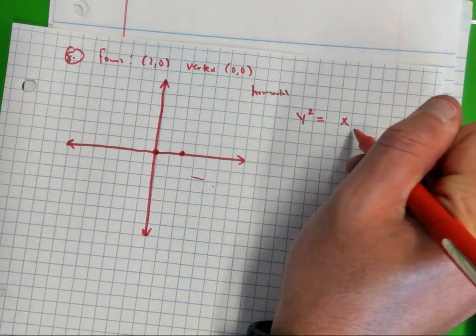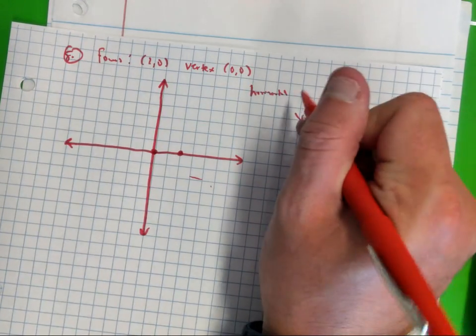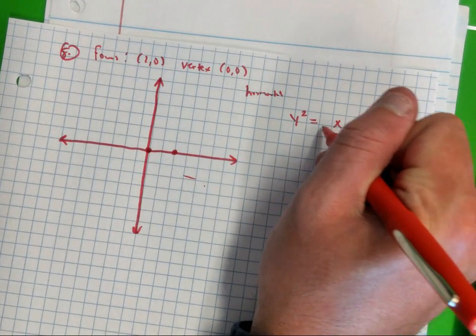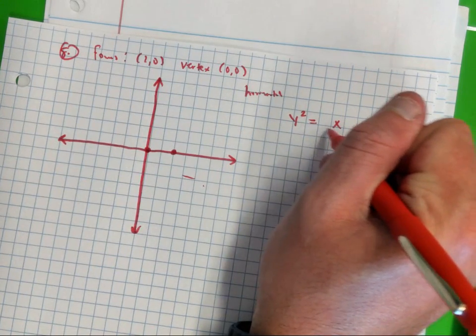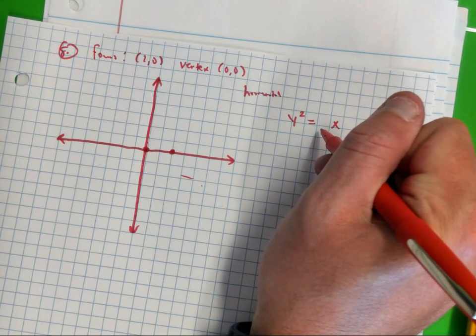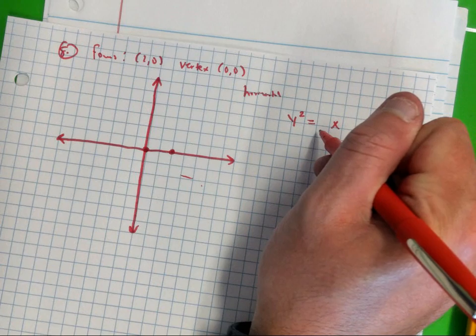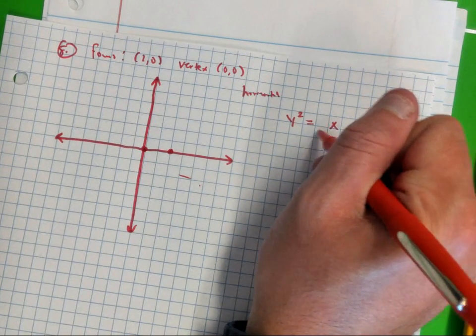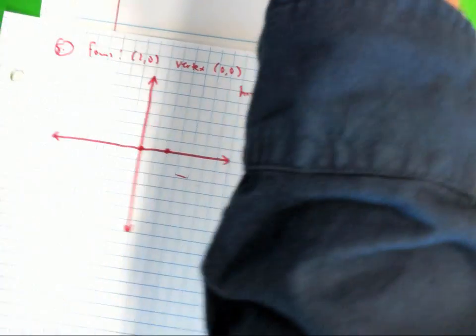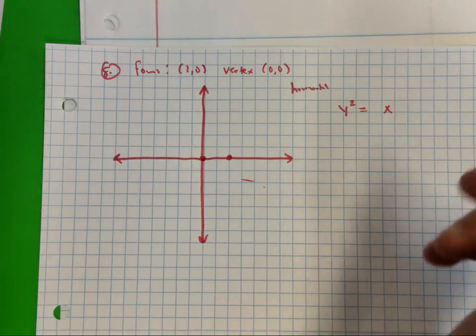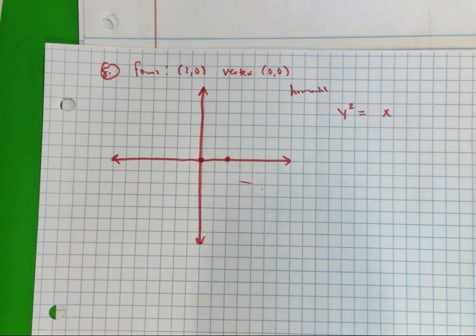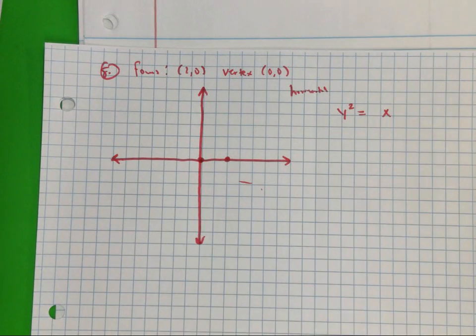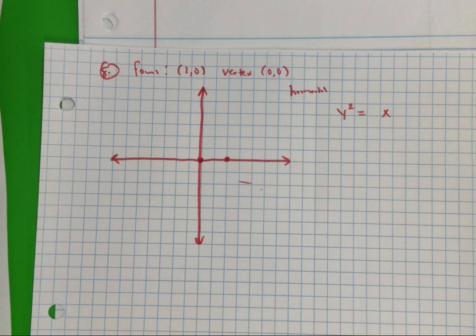So we've got y squared. Remember, this one's squared. This is not. The only thing we need right here is our focal width. Okay? And remember that your focal width is 4 times the distance.